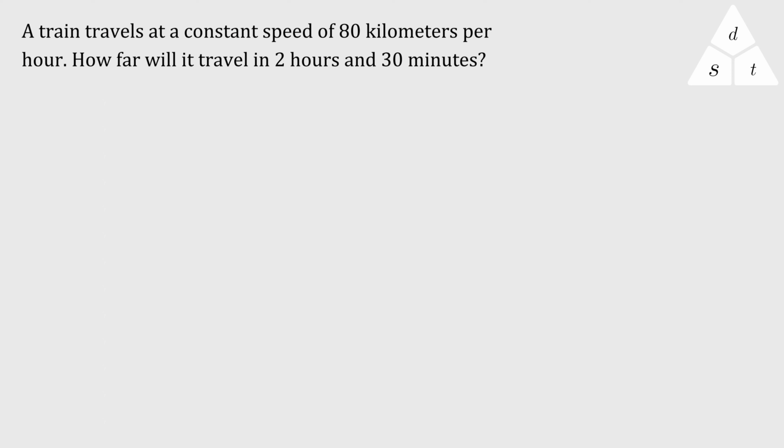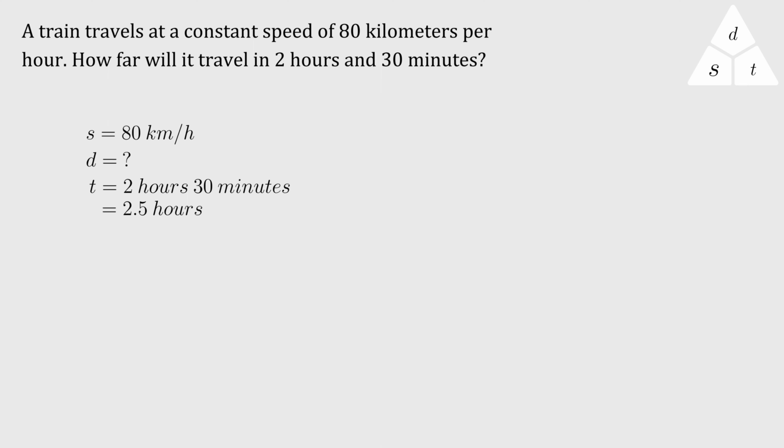Example number 2. A train travels at a constant speed of 80 kilometers per hour. How far will it travel in 2 hours and 30 minutes? Write down everything that is given. Speed is 80 kilometers per hour. Distance is what you want to find, and the time is 2 hours and 30 minutes, which is 2.5 hours.